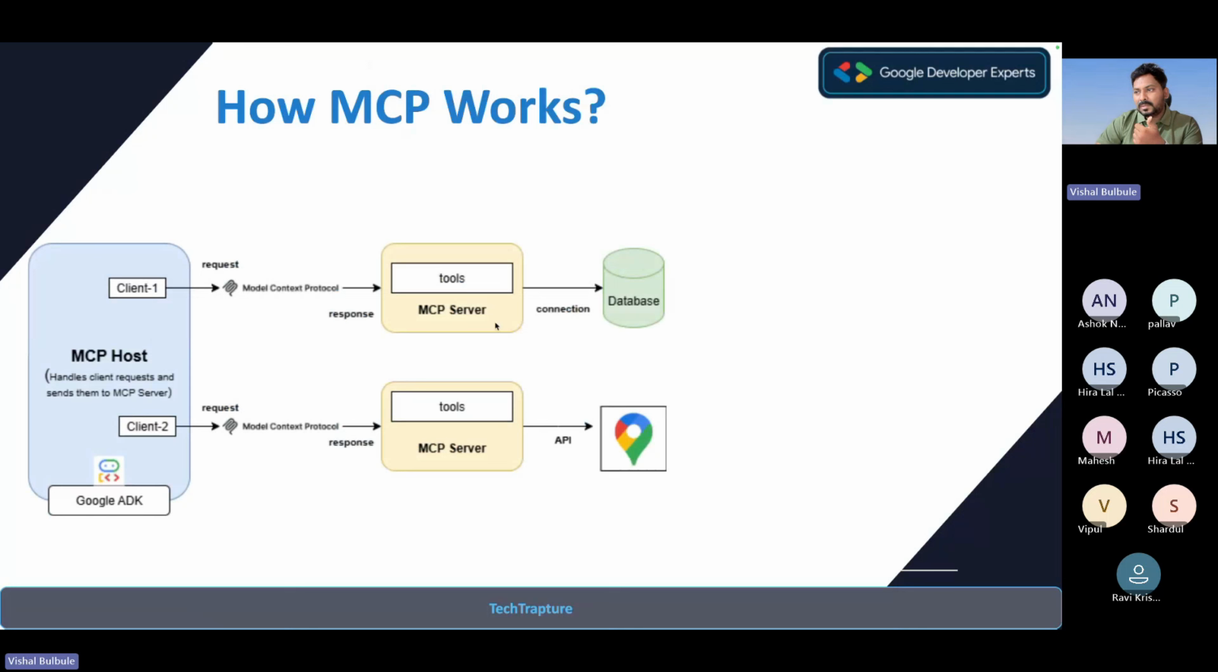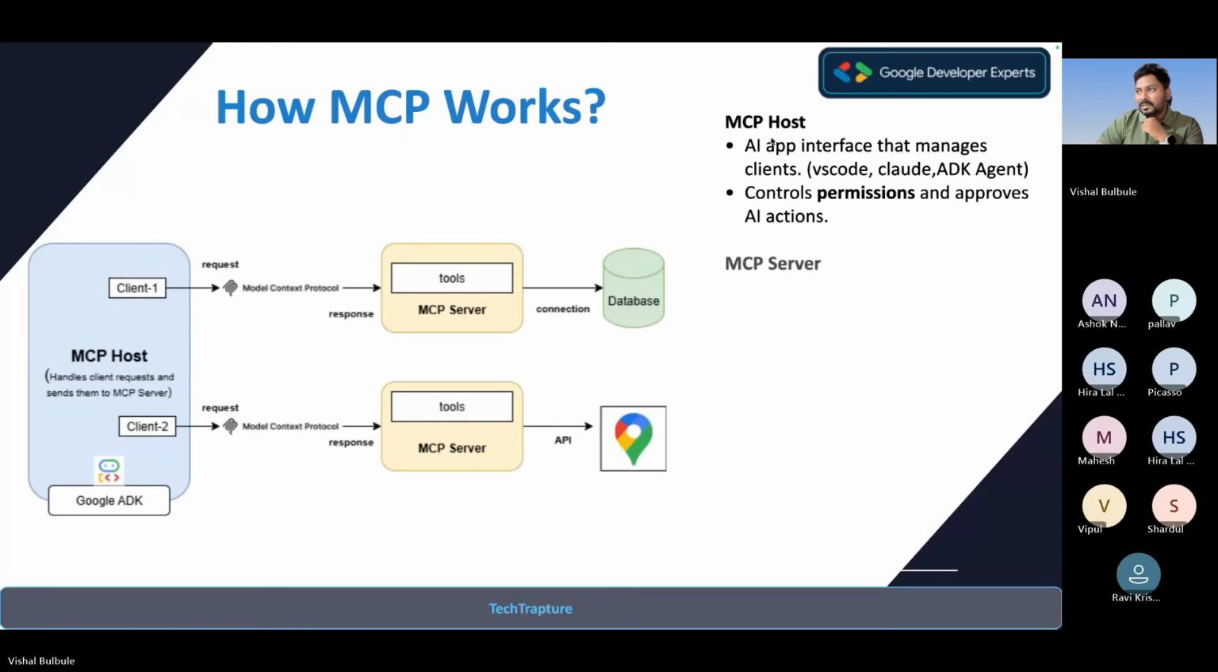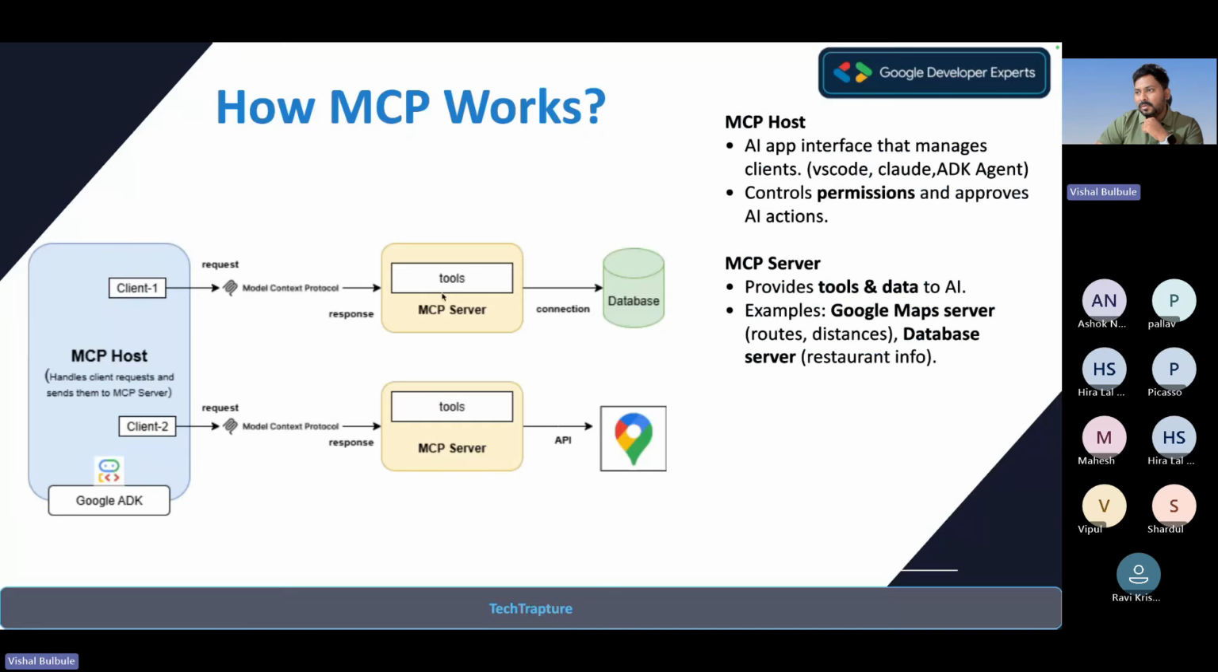Then in your ADK, there is agent one. It will create a request to client one. It will request some data, then it will choose the correct tool, and from that tool it will connect to the database and get the response back. So here is how it works: the host is where your AI app is. The MCP server provides you tools access, I mean external system access. And the client connects your host and server; the client's work is to send the request and get the response. So this is the basic functionality.